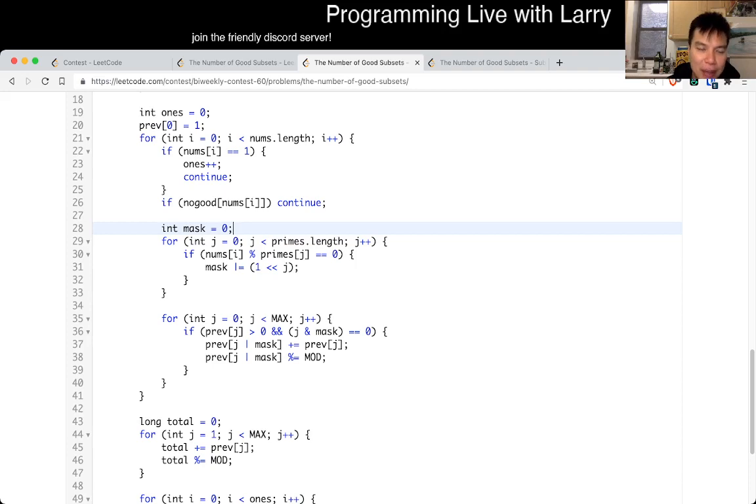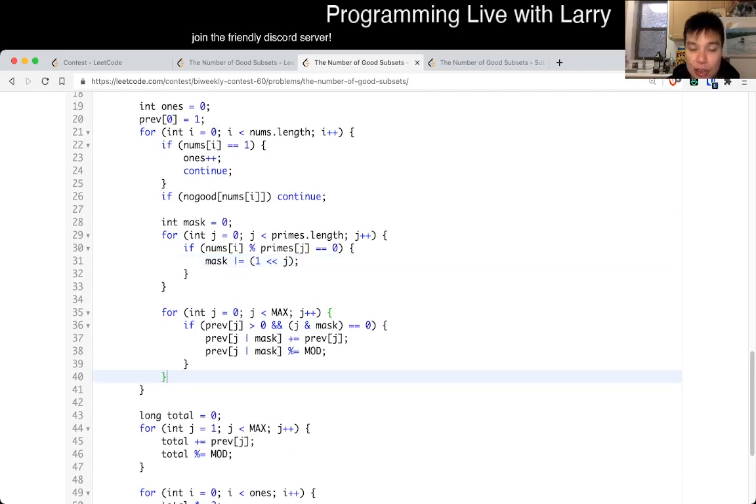So now we get the bit mask for that product. If this number mod this prime is equal to 0, then we do this thing. And then here we look at every bit mask and do dynamic programming, as we talked about. Basically, if the count is greater than 0, meaning it contains at least one number, meaning that it exists before, and that there's no overlap.